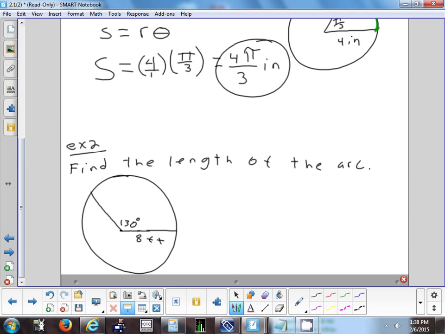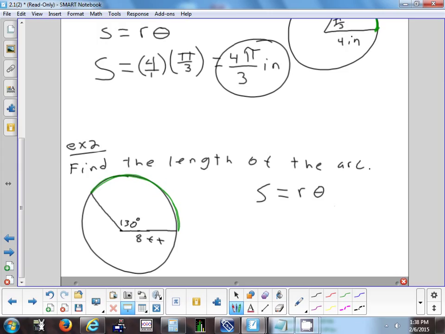All right, let's look at this one. Same type of problem. This time I just drew a diagram rather than writing the whole thing out. Find the length of the arc. So I have my formula, S equals R theta. Does anybody see anything here I want to be careful with? Yeah, the degrees. If you forget to deal with that, the whole thing is wrong.